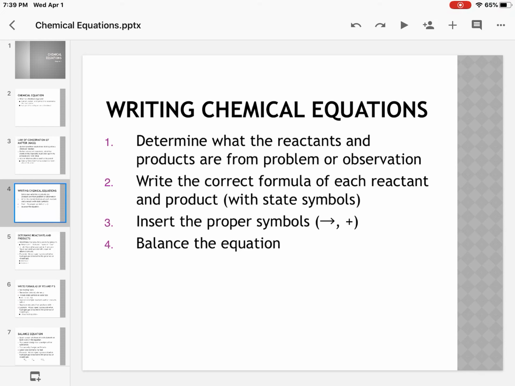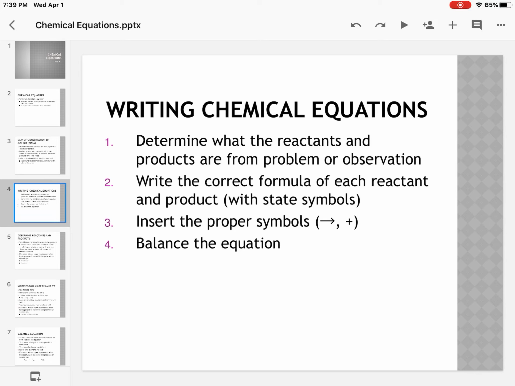We need to determine the reactants and products based on the description of the reaction that's given in the problem. Decide basically which side of the arrow everything goes on. We need the correct formulas. That's very, very important. We have to use our naming rules and remember diatomics and all that good stuff. Also, we need to include state symbols: solid, liquid, gas, and then remember that aq is for an aqueous solution, something dissolved in water.